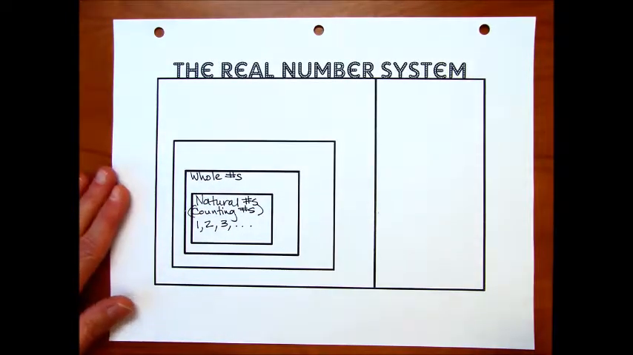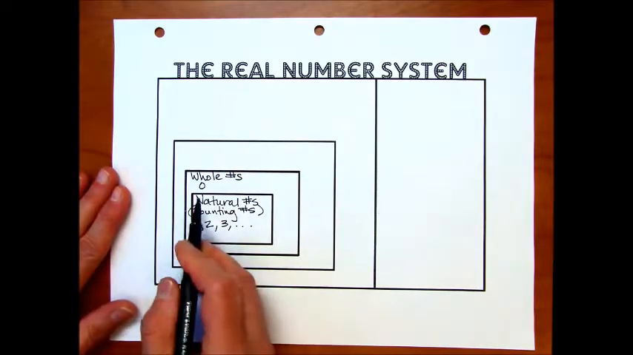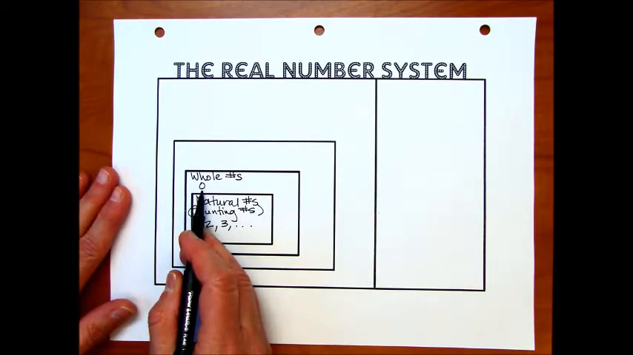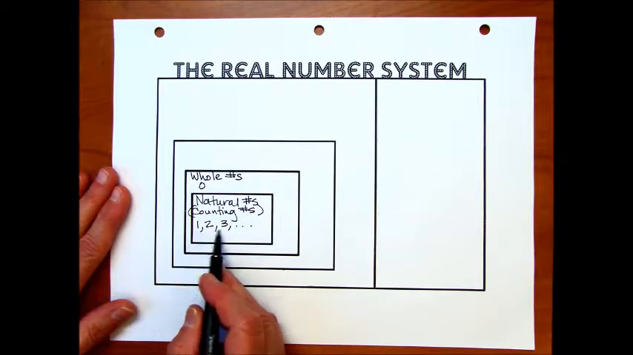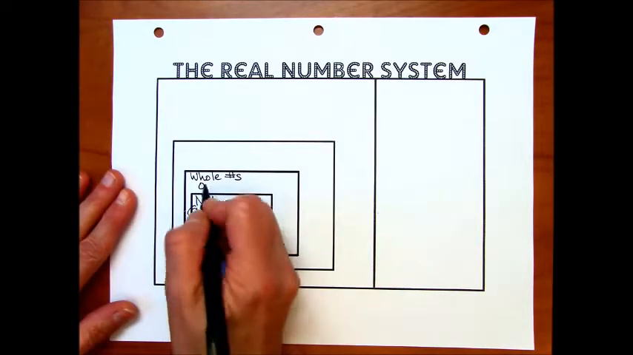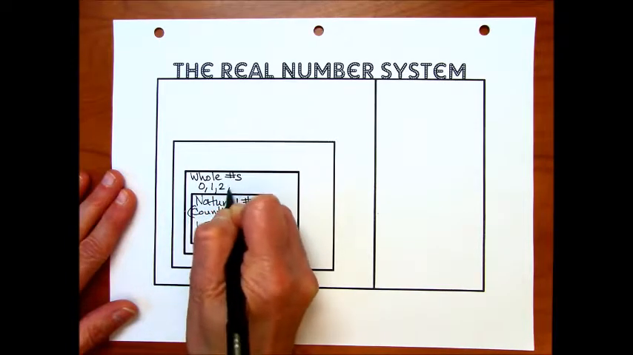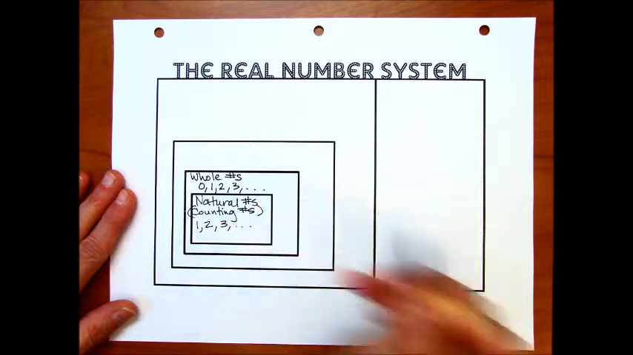The next group up that includes the natural numbers is called whole numbers. The only difference between whole numbers and natural numbers is that whole numbers include 0. So 0 would be your first number, and then you would have 1, 2, 3, and so on. I'll write it as 0 and then those other numbers and so on.